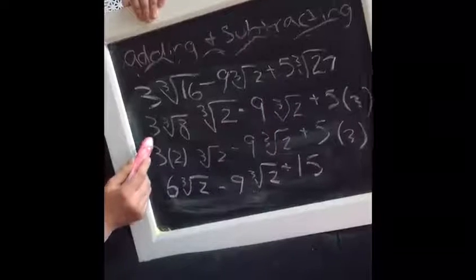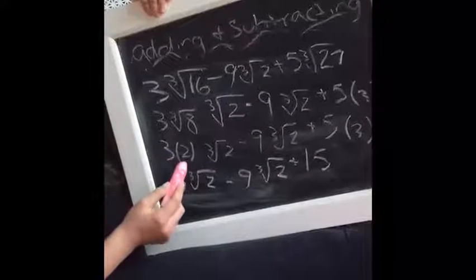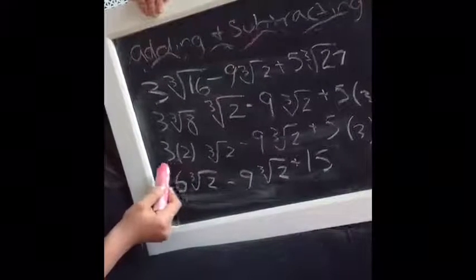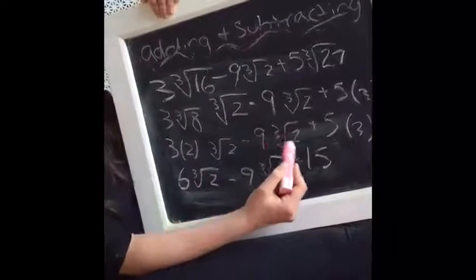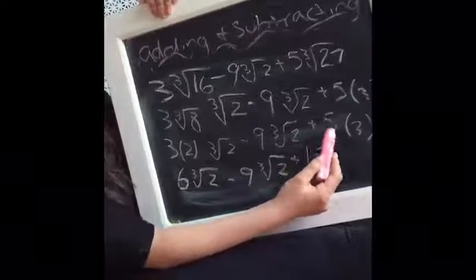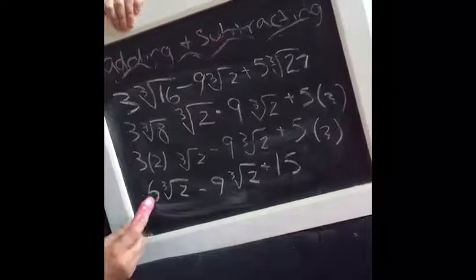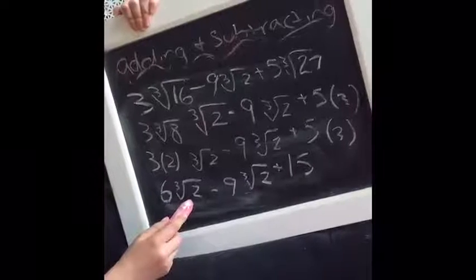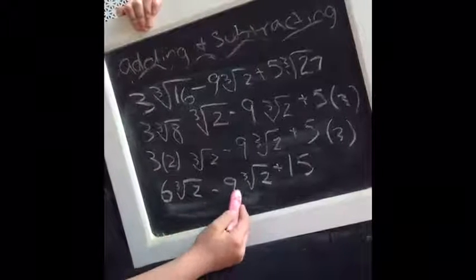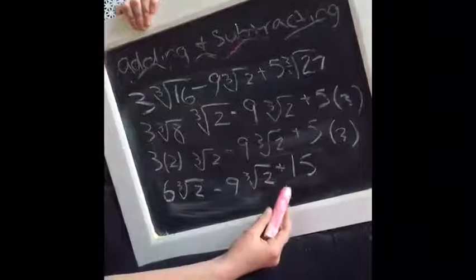So then this simplifies to 3 times 2. Well, it simplifies to 2, so it becomes 3 times 2. And then that stays as rad 2 minus 9, and then rad 2 plus 5 times 3. And that becomes 6 rad 2 minus 9 rad 2 plus 15.